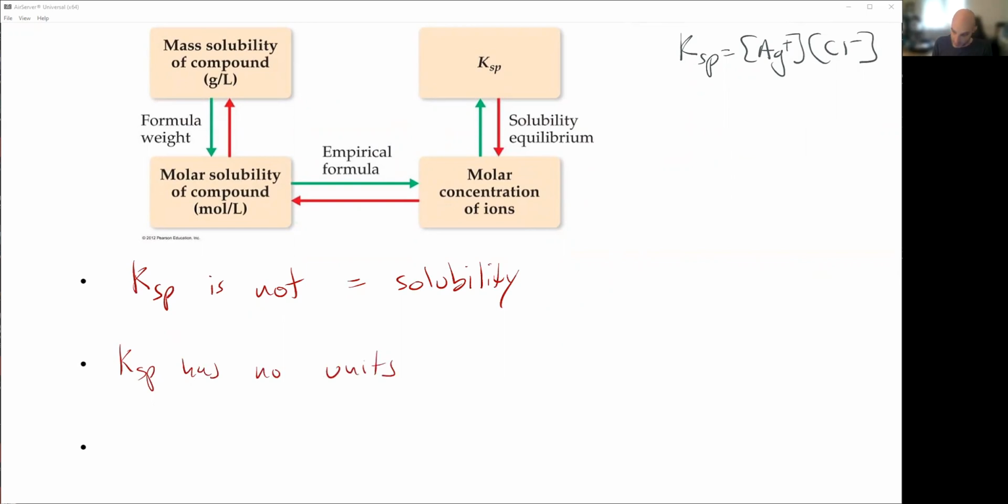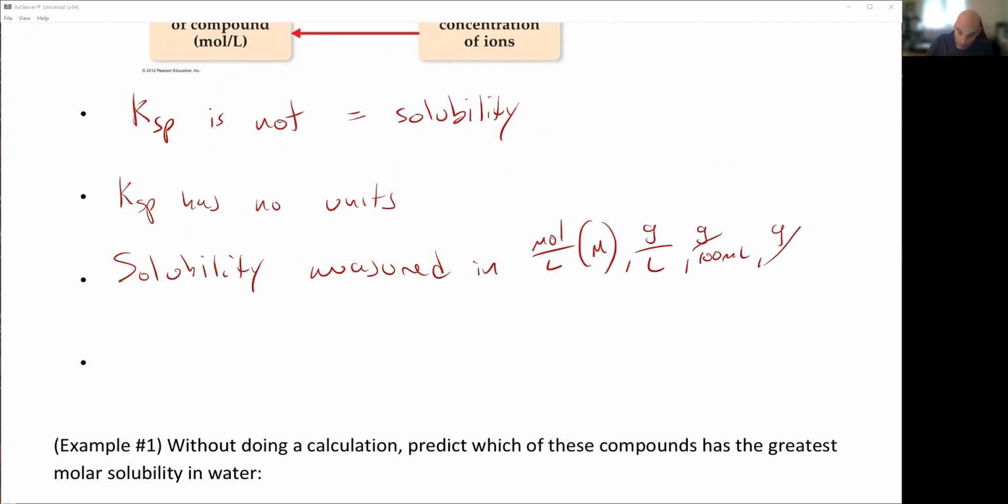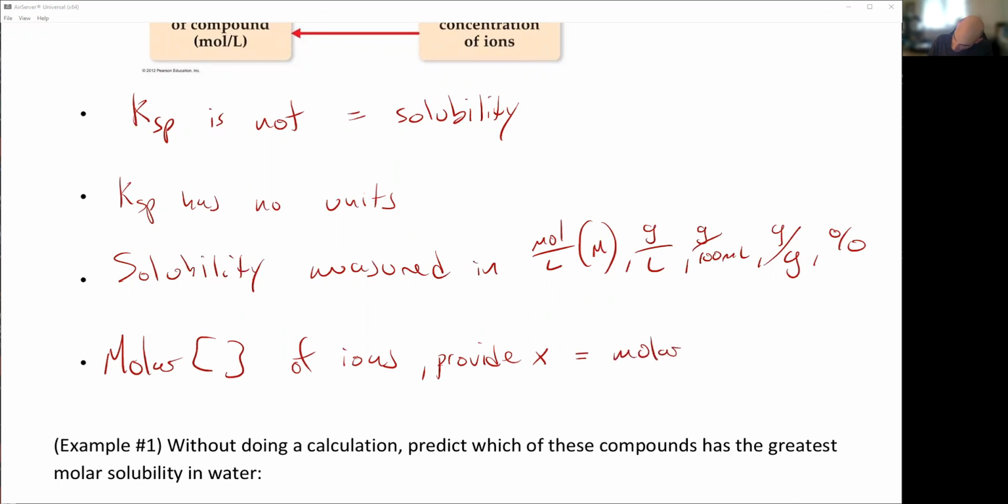But solubility does have units, because solubility can be measured in moles per liter, which is simply molarity, or grams per liter, or grams per 100 milliliters, which is a weird one but pretty regular, or grams per gram, or weight percentage. So we have a bunch of different options. And then finally, the molar concentration of ions provides the value of X, which is equal to the molar solubility. This is going to make a little more sense later.